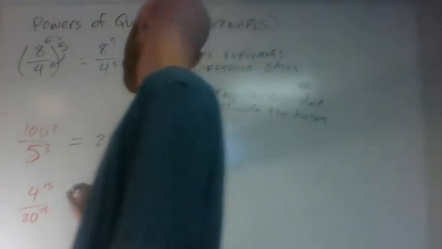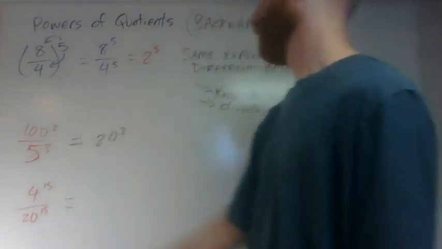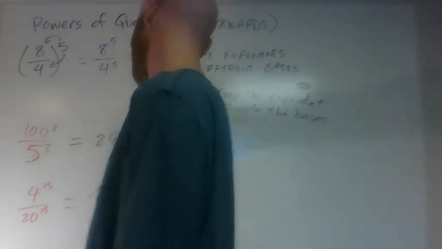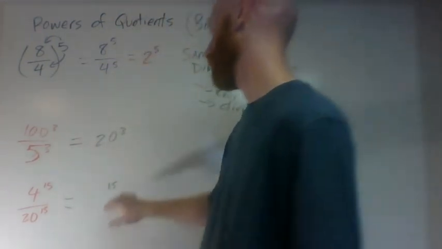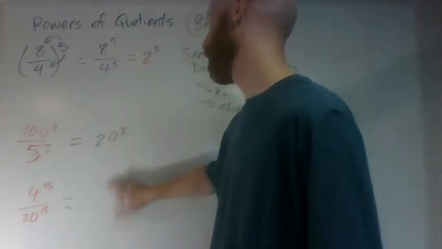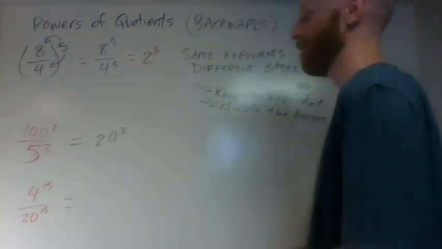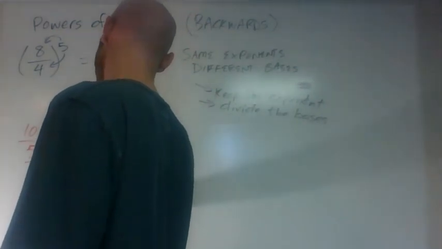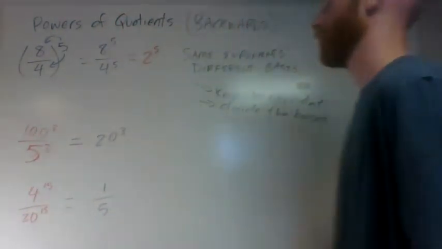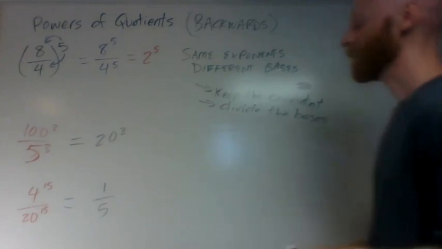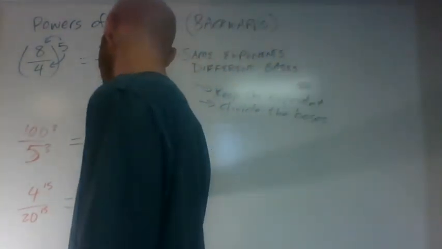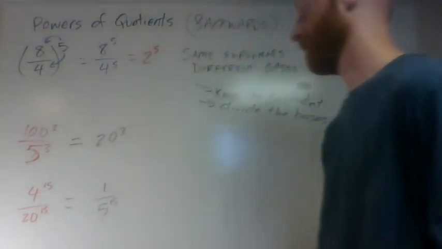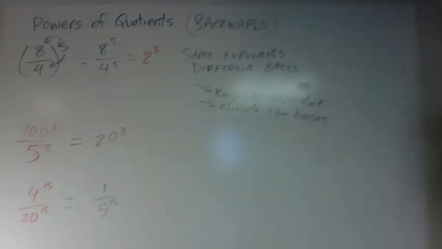And lastly, 4 to the 15th over 4 to the 20th. Keep the exponent. Okay. Now we are going to run into an issue here. 4 divided by 20 is less than 1. All right, we're still going to have a fraction. 4 divided by 20 is 1/5. All right, so the exponent is actually going to stay with the denominator in that case. All right, 1 over 5 to the 15th.